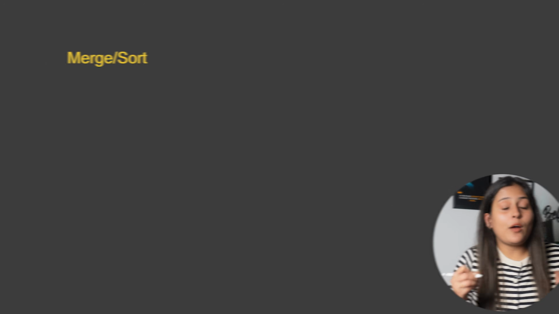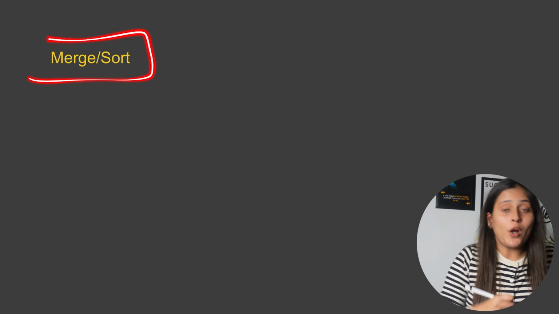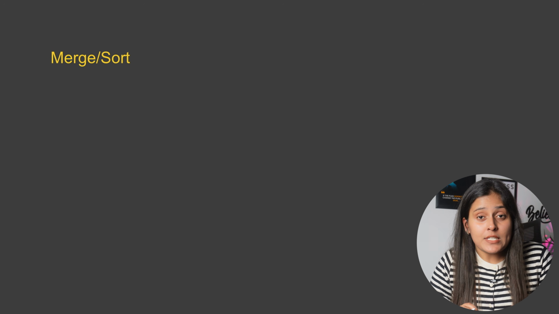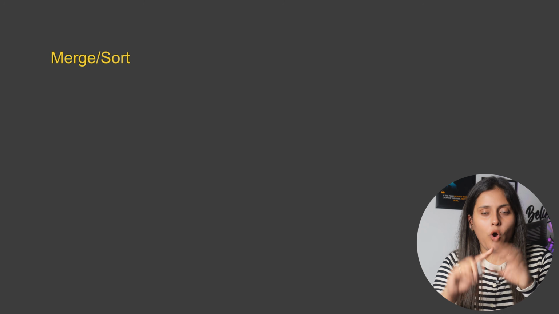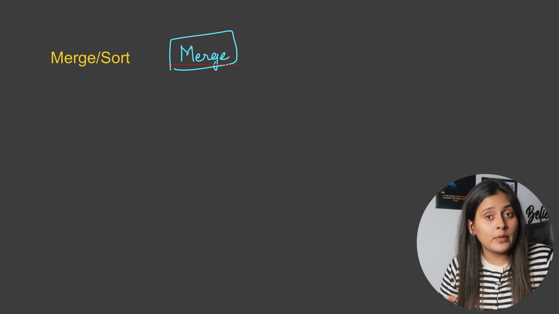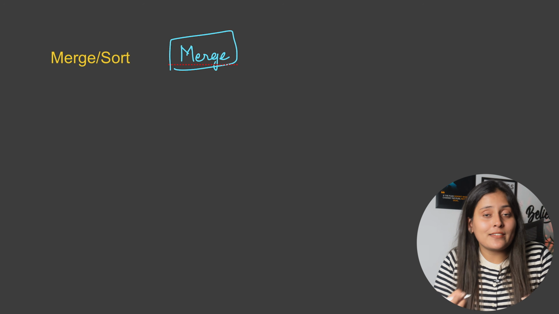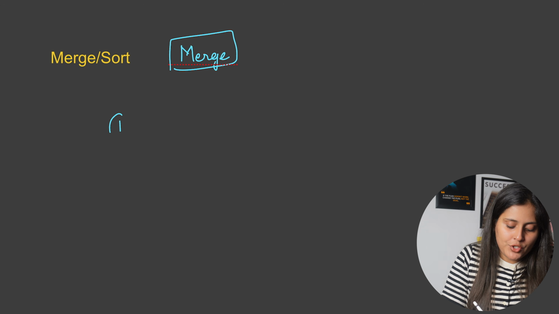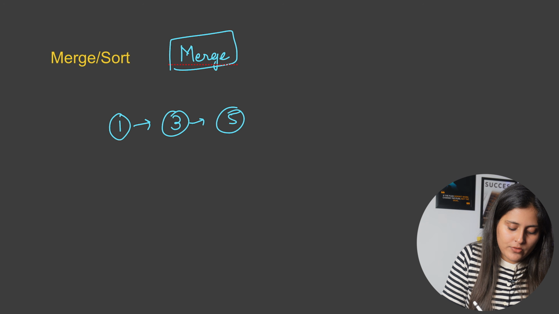Now the last pattern is called merge or sort in linked list. Remember, whenever a question says the linked list is sorted or you need to sort the linked list, you go with this approach. If you know the merge algorithm, then you can solve all the questions related to this pattern. So to understand this, let's take an example. You will be given two linked lists, 1, 3, 5, and another linked list 2, 4 and 6.